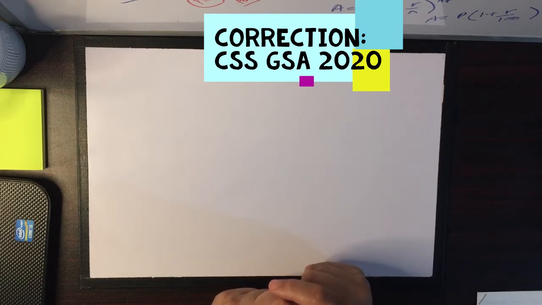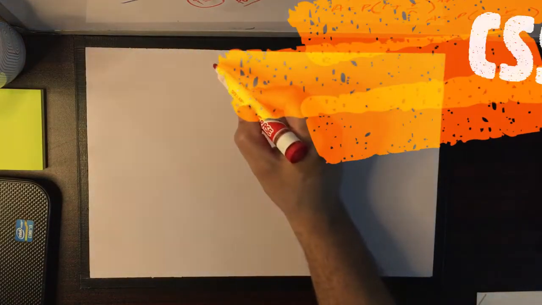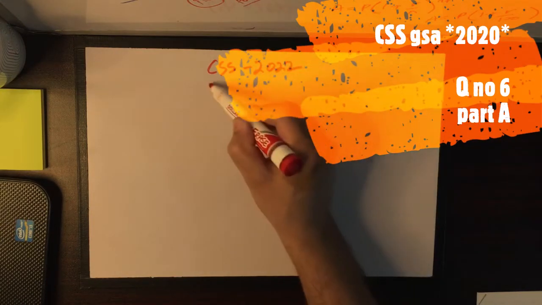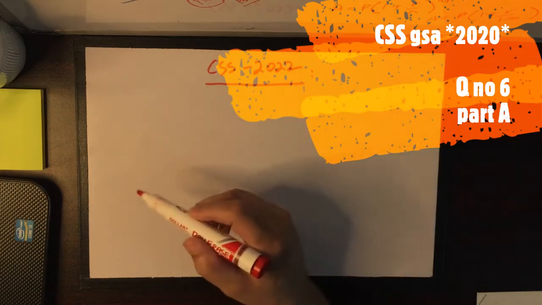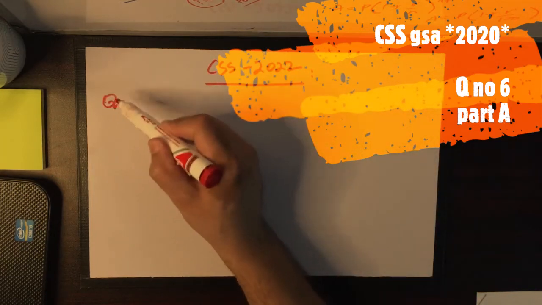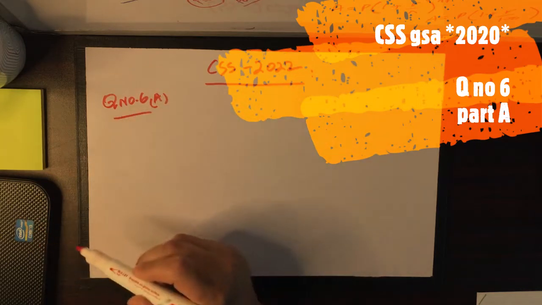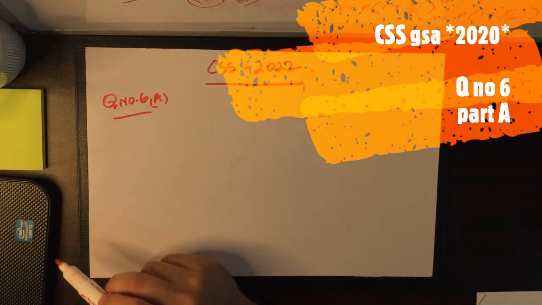Today we'll be solving CSS GSA 2022, the paper of year 2022. Question number 6, part A. It says Tariq can do a tailoring job in 6 hours.